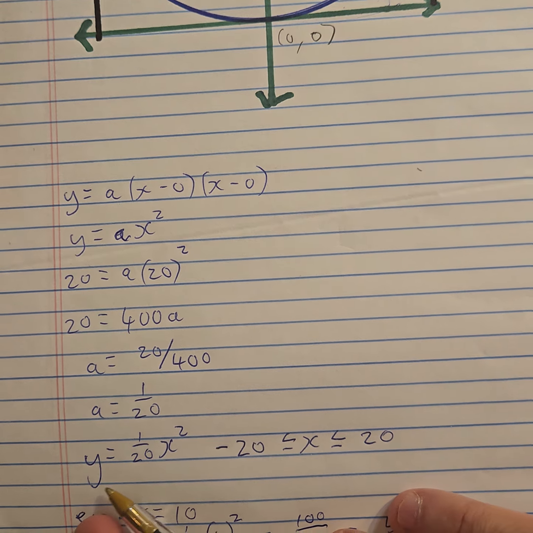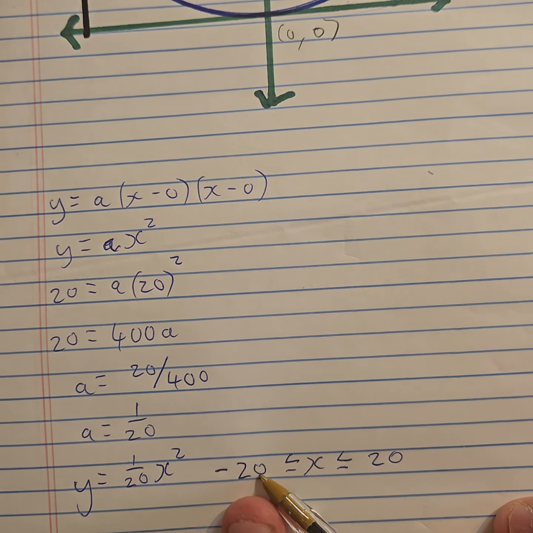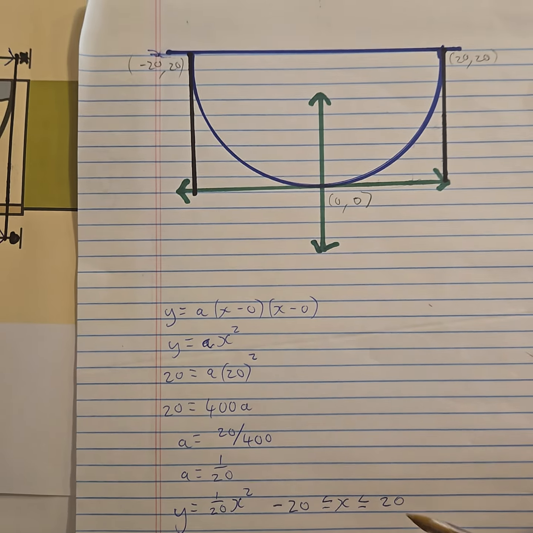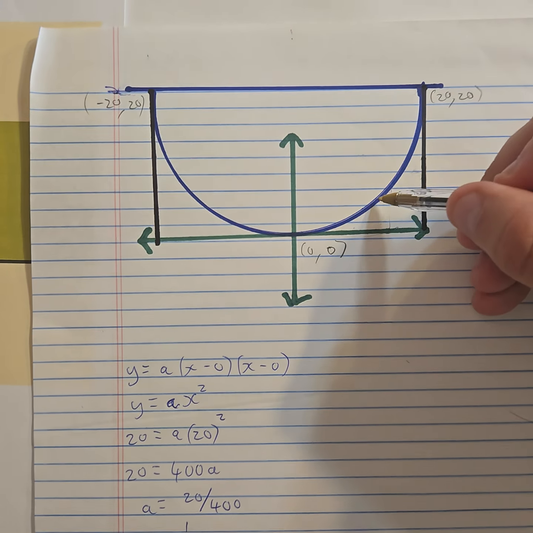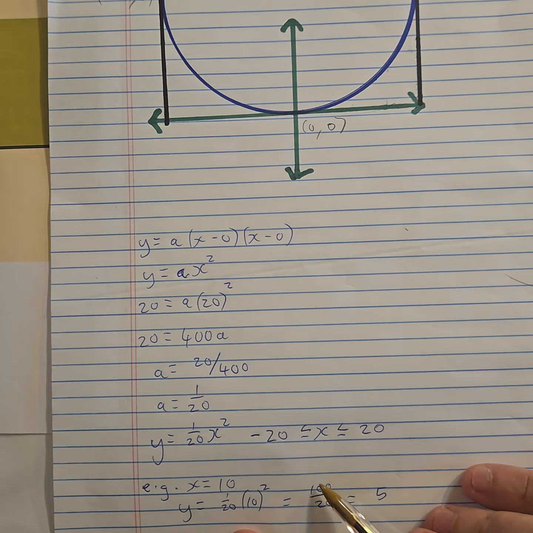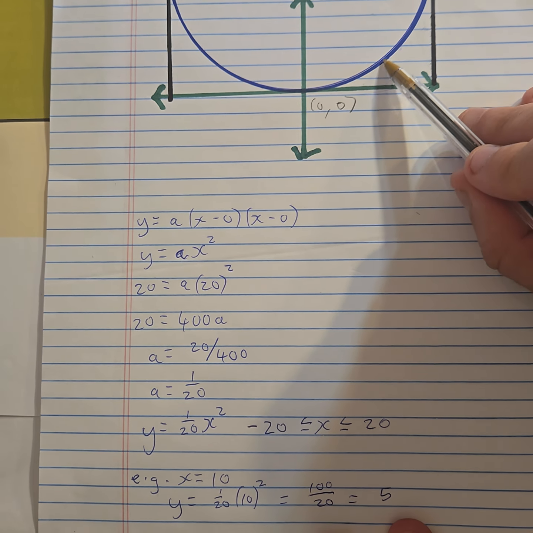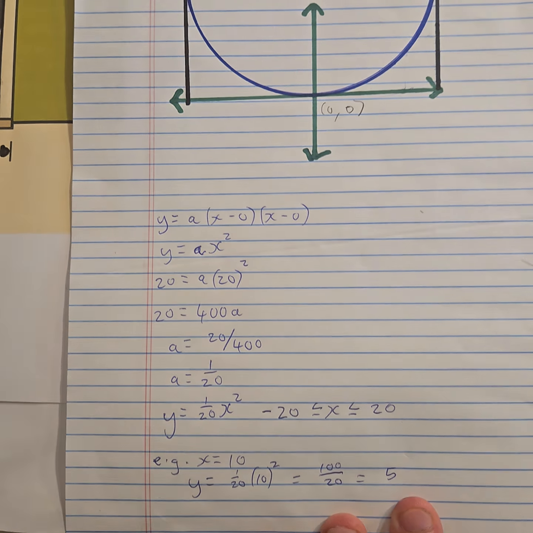So that's the equation. y equals 1 over 20 x squared, where minus 20 is less than or equal to x, which is less than or equal to 20. So at any point, let's say when x is 10, we watch that point there. We'd plug 10 in. 1 over 20 times 10 squared. That simplifies to 5. When x is 10, that distance is 5 from there. And we use that to build this bridge. Thanks, everyone.